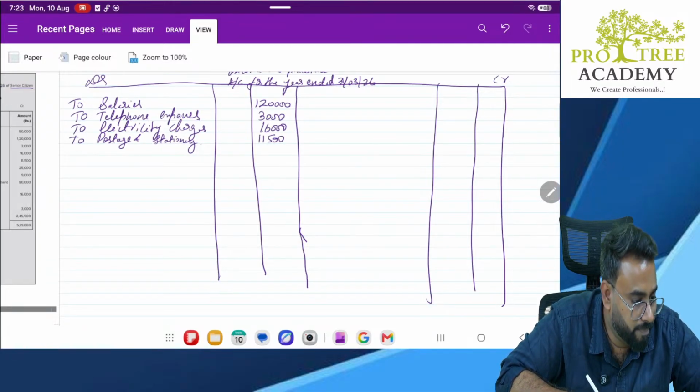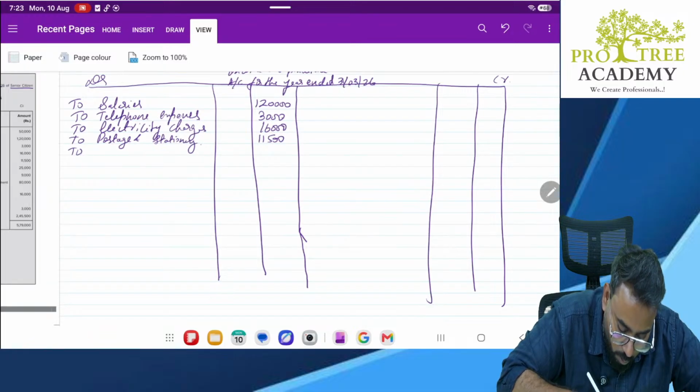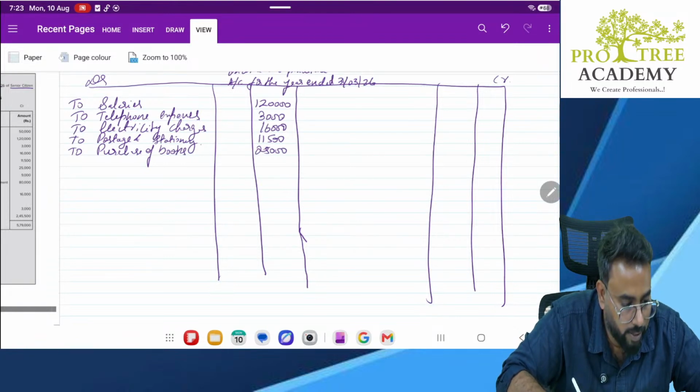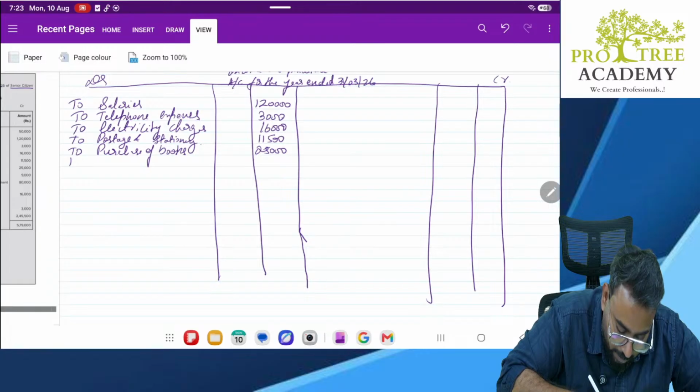Then purchase of books will come. Yes, it will come. Purchase of books. How much? 25,000. Okay. Entertainment expenses. Yes, it will come.